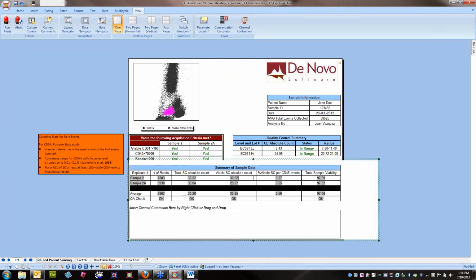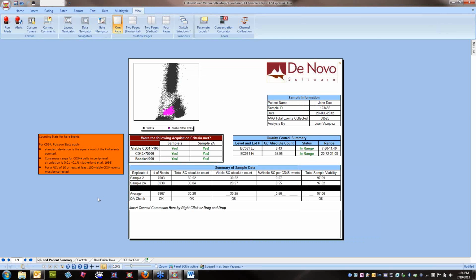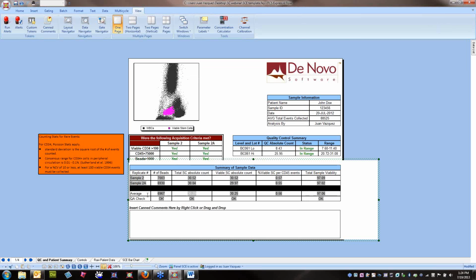Overall, we have a summary chart looking at the various numbers being produced here, where we're taking, again, that custom token that we use to calculate our absolute counts, based off a total and also viable. Then we're using another function where we're looking at these two values and establishing a mean. We're doing that across the board for each of these values: the number of beads, the total, the viable, and we also have a token for the percent of viable cells per CD45 events. We're also doing a QA check to determine whether or not those are within 10% of one another, just like we did earlier with the R values in range custom token that you saw me talk about earlier.